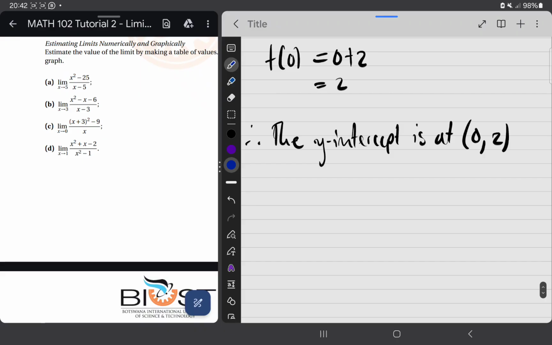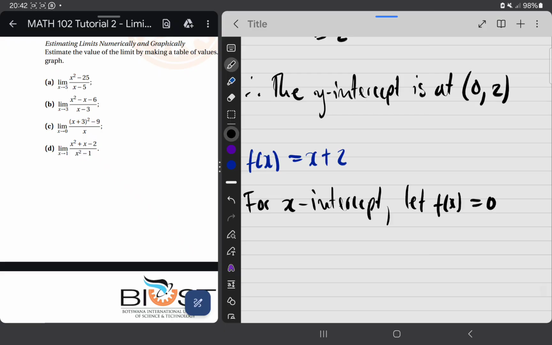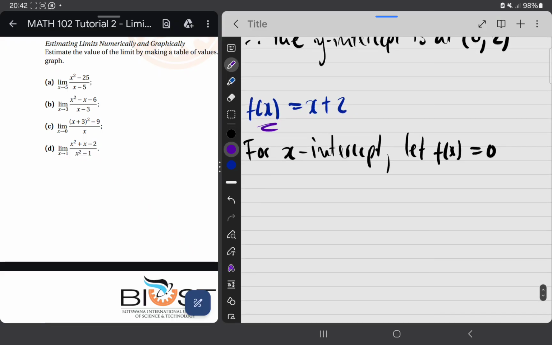But you can now just put it again, f of x is equal to x plus 2. Then for the x-intercept, you now say let y be 0, which is f of x be 0, okay? Where there is f of x, you are now putting 0. So 0 is equal to x plus 2. You take it to the other side, minus 2 is equal to x. So x is equal to negative 2.